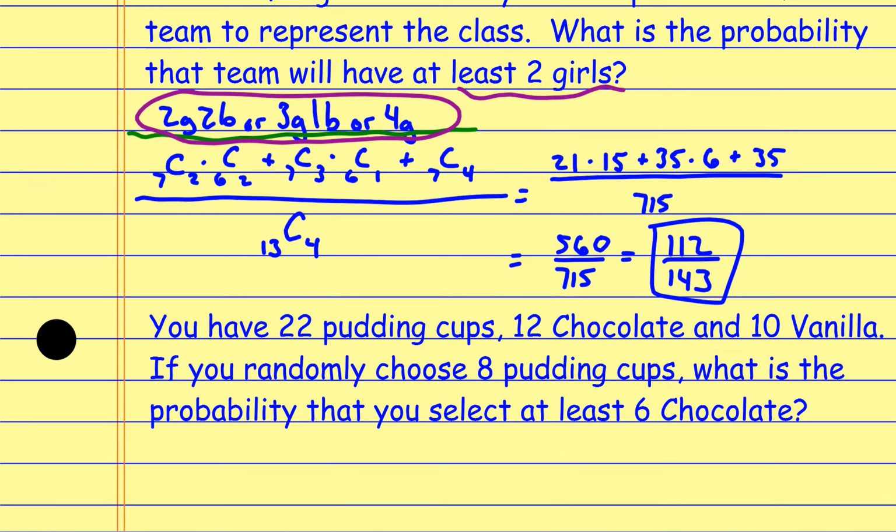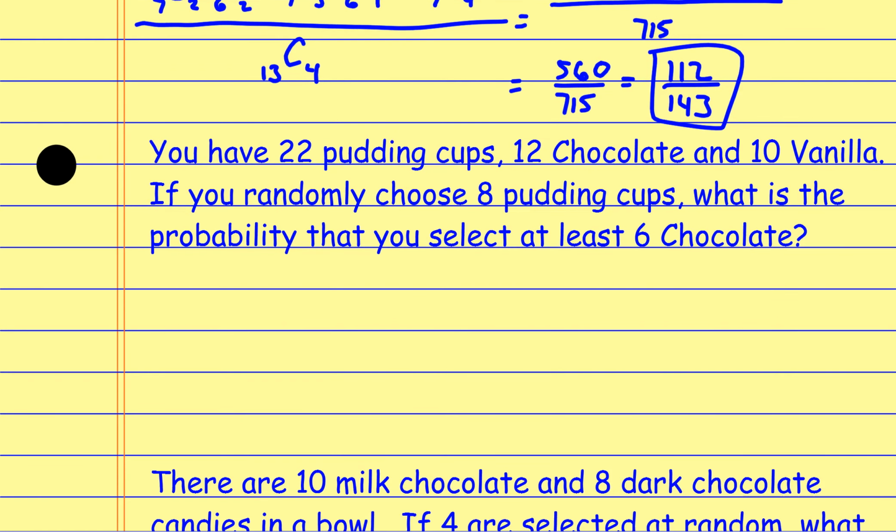If I look at the next one, you have 22 pudding cups, 12 are chocolate and 10 are vanilla. If you randomly choose 8 pudding cups, what is the probability that you select at least 6 chocolates?